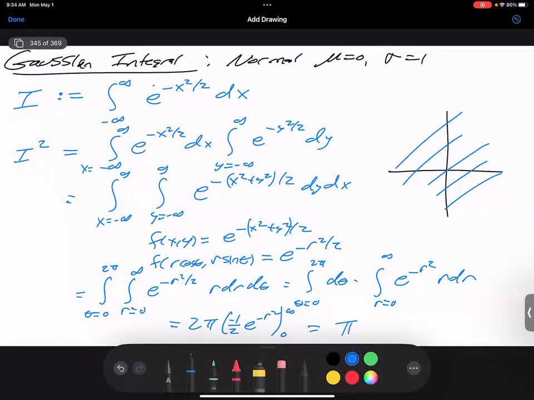Again, do the u substitution if you're not comfortable. Let u equal r squared over 2. du is going to be minus r dr. So r dr would be minus du. And so if I squared equals 2 pi, what does I equal?